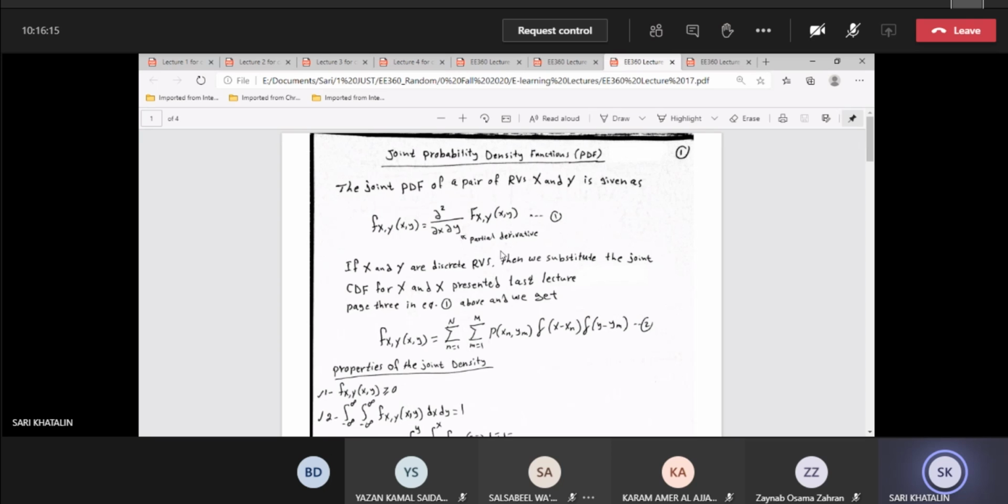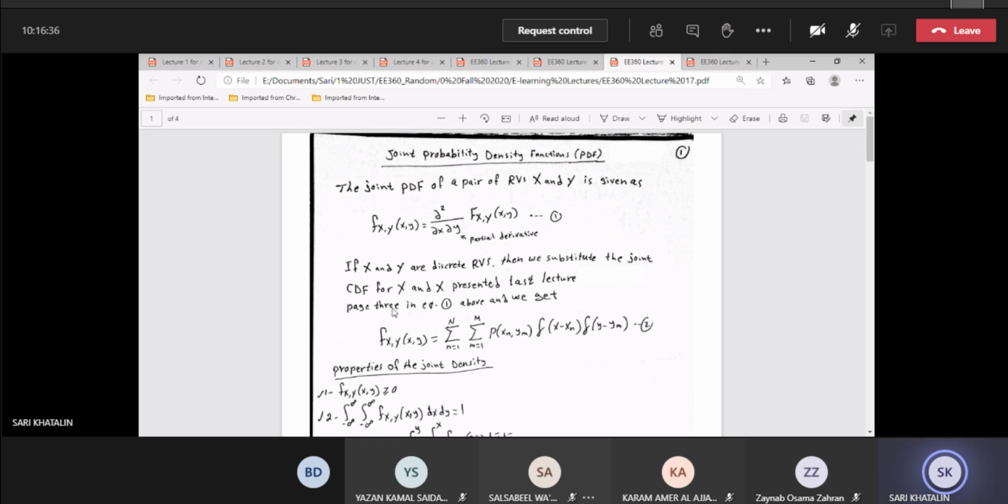But just to remind you, you take the first derivative with respect to X, and then with the result you take the second derivative, deriving again with respect to Y. Okay, so that's how we find the joint PDF from the joint CDF.